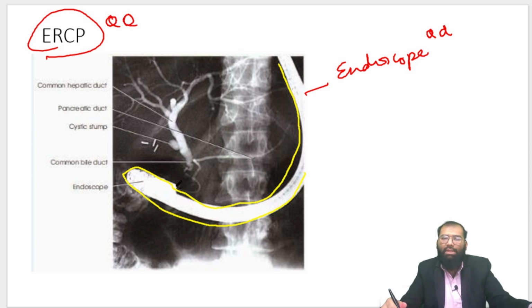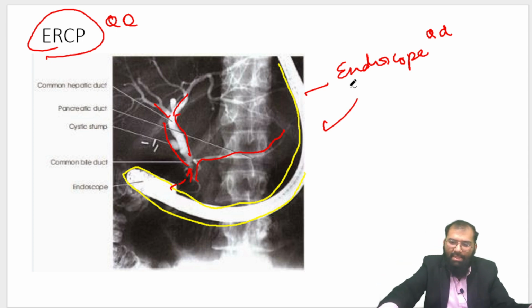Okay, now here you see that endoscope is inserted and you have put the dye, and here we are able to see the CBD, the right and the left hepatic ducts, and also here you are able to see the pancreatic duct. Okay, that's why it's called retrograde cholangiopancreaticography. Okay, hope that clears up the thing.